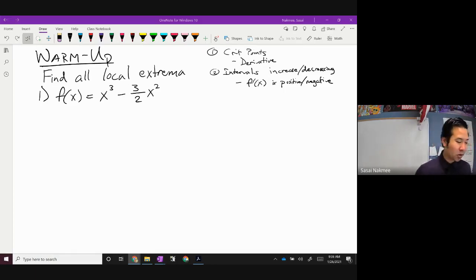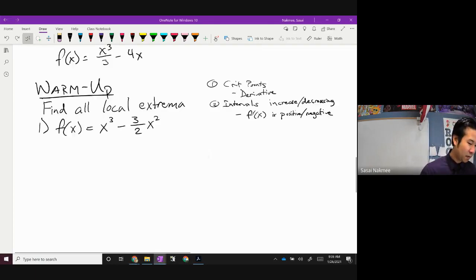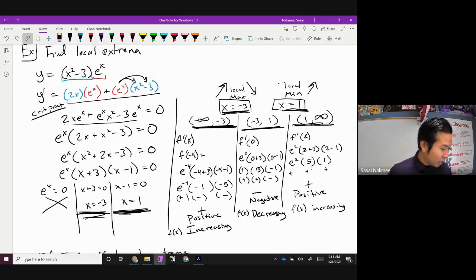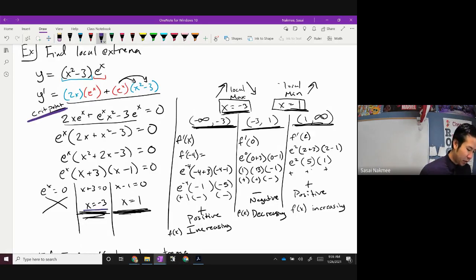And in order to find those critical points, we need to take the derivative, but then we also need to find out when the function is increasing or decreasing, which basically means we have to do the first derivative test, okay? So back over here, last week when we finished up this problem, we found the critical points. That's these guys down here. We found the critical points to be -3 and 1.